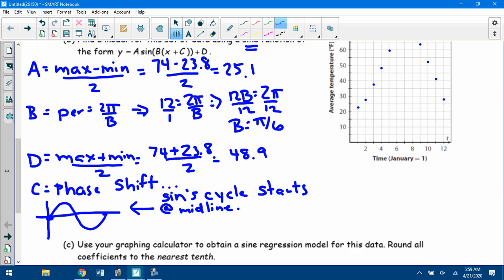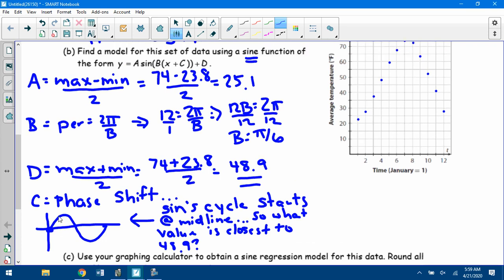So what value of this data is closest to our midline, which is 48.9? All right, so let me talk about that for a second. If I want the cycle to start on the midline, well, the midline in my graph up here, we just found the midline was 48.9.